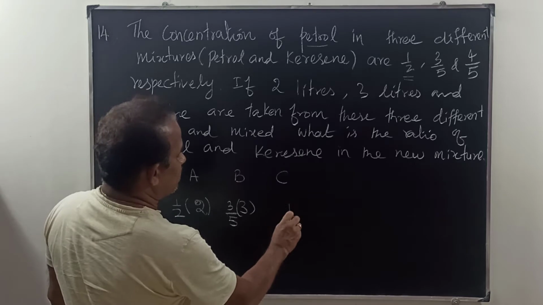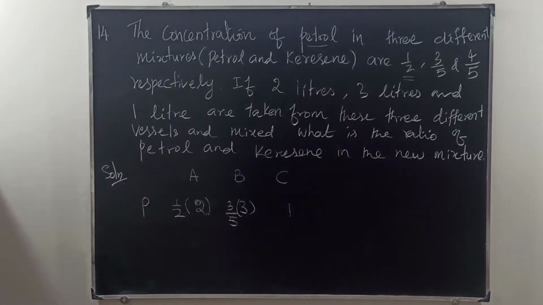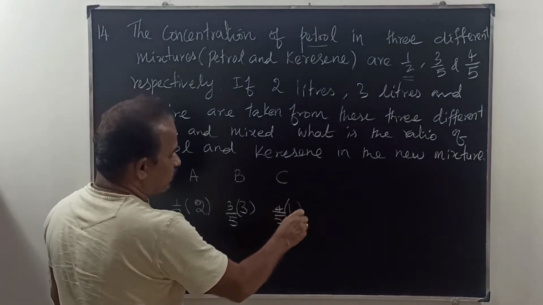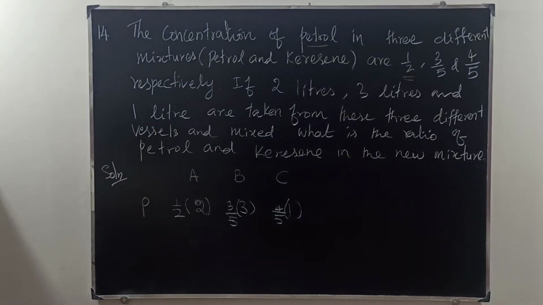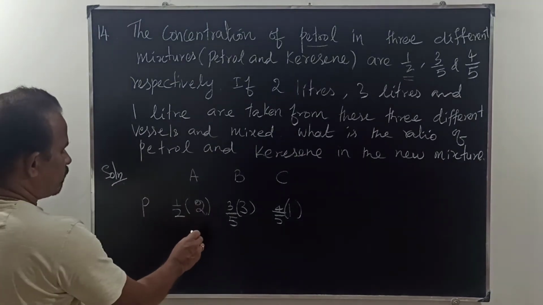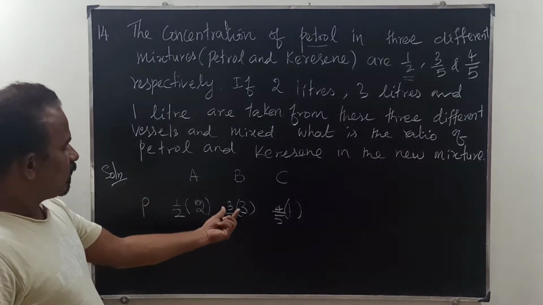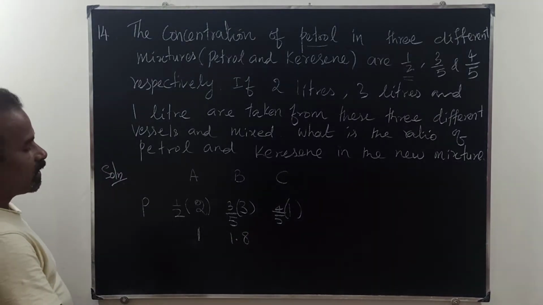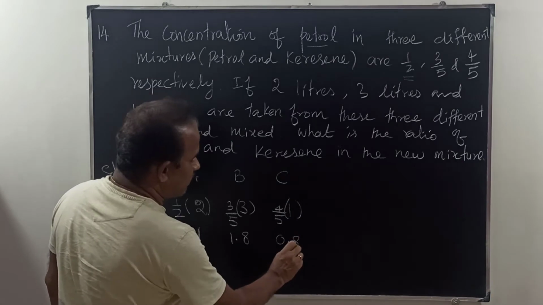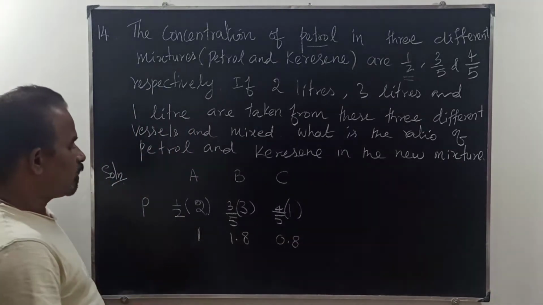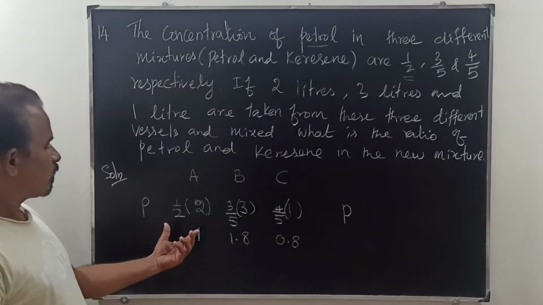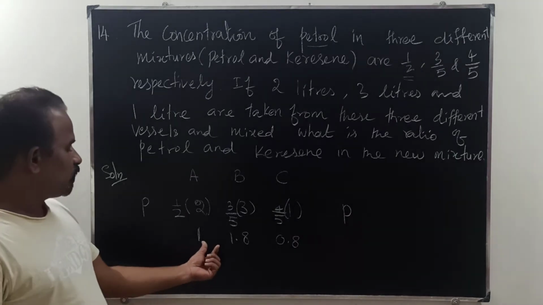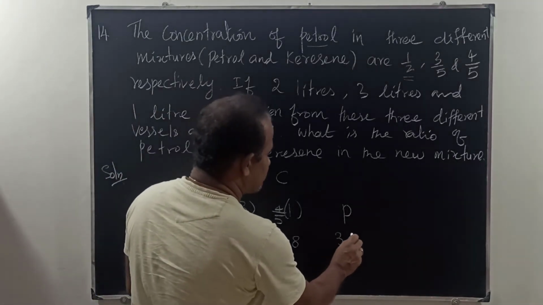Similarly, 1 liter of mixture is taken from C. Here 4/5 of this mixture is petrol. So therefore, here is 1 liter. Here is 9/5, that is 1.8 liters of petrol. Here 4/5 is 0.8 liter of petrol. So therefore, total petrol of this mixture, taken out and mixed in a vessel, is 1 plus 1.8 plus 0.8, therefore 3.6 liters.